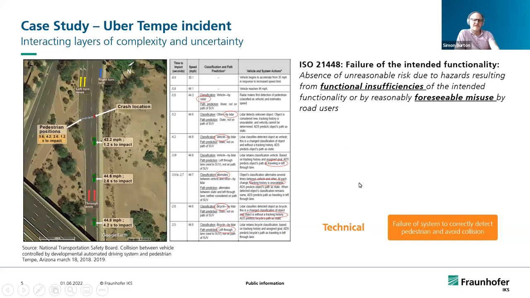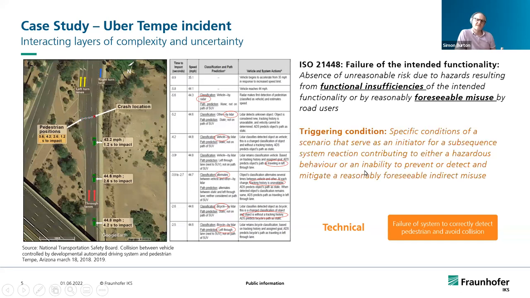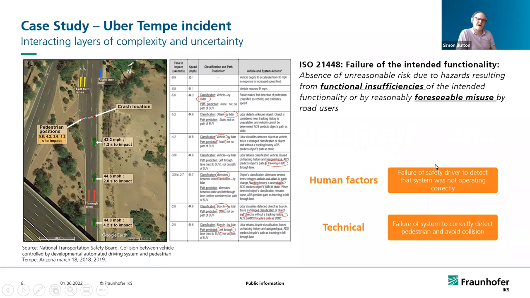However, on top of this, what we saw is that these types of insufficiencies are somehow uncovered by certain situations. So this situation of the pedestrian pushing a bicycle across this road was something the system was obviously not defined for. This type of situation we define as a triggering condition. But on top of that, there were other factors at play here, most predominantly human factors.